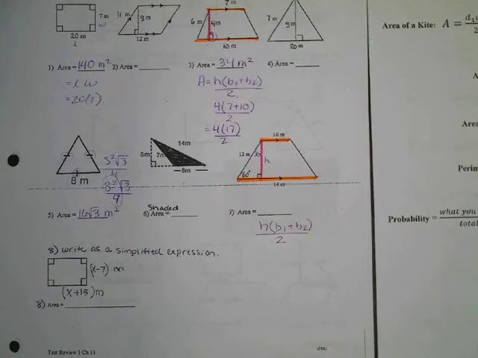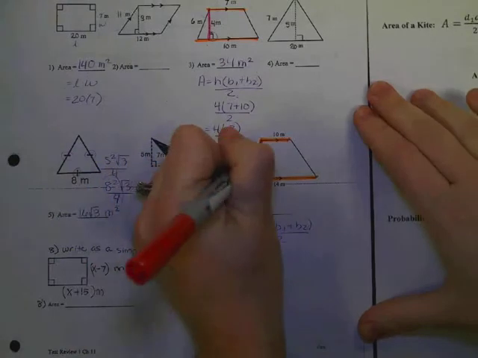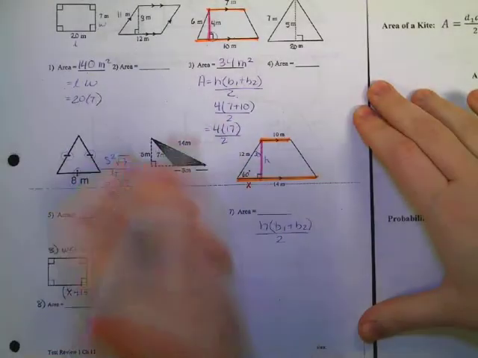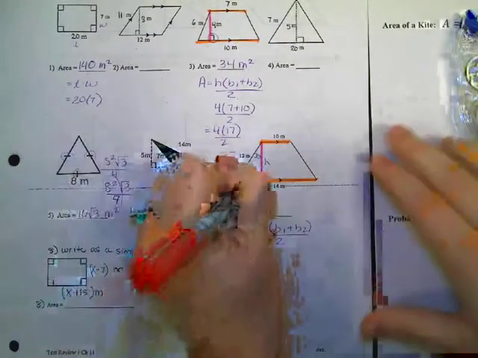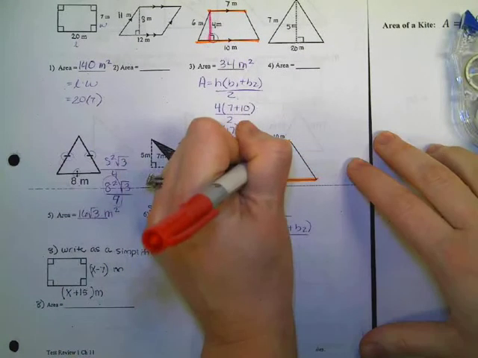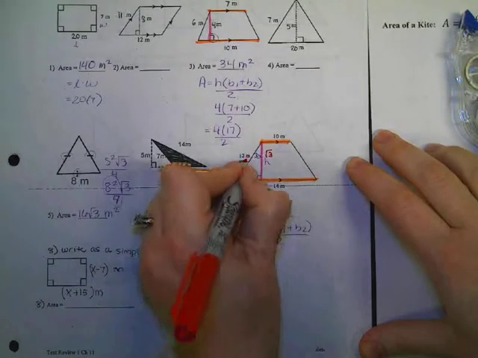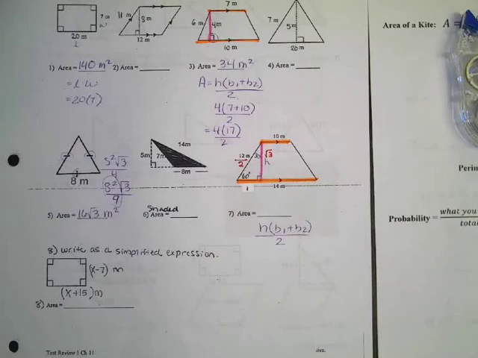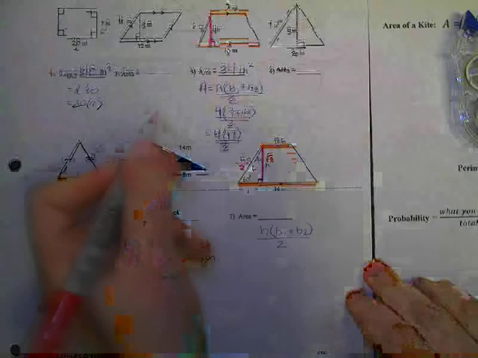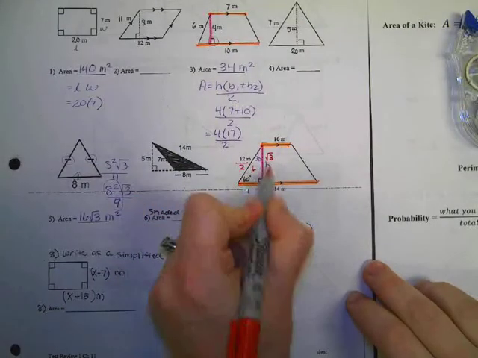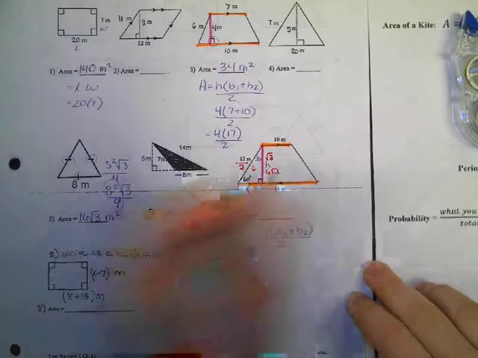I'll do that in a different color. So across from the 30 is 1. Across from the 60 is radical 3, and across from the 90 is 2. I write my number in underneath so that I can remember to divide in, which is 6, and then multiply out. So if I just care about the height, it would be 6 times radical 3, which is 6 radical 3.